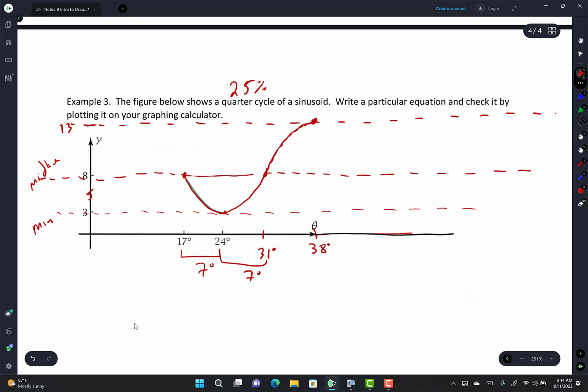38, 9, 44, 42, 43, 45. So I'm going to say 45 right here. Point of inflection. And there it is. I've completed a whole cycle, guys.